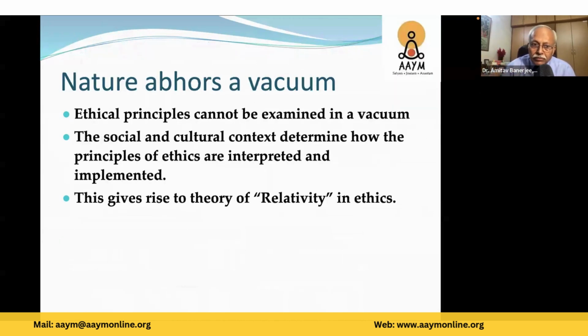So, as we have been saying, ethical principles cannot be examined in a vacuum. The social and cultural context determines how, and this gives the theory of relativity in ethics. I am just simplifying Einstein. So it is always here that your value judgment comes in. That's why ethical committees have people from different backgrounds.